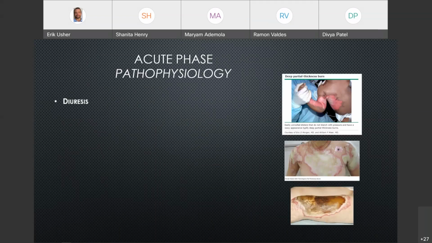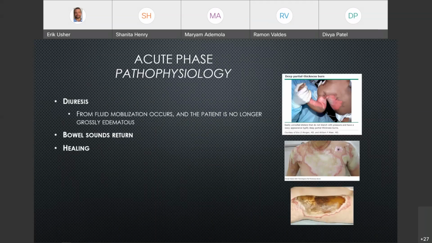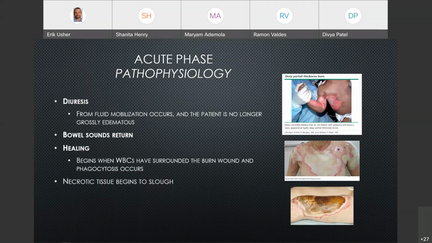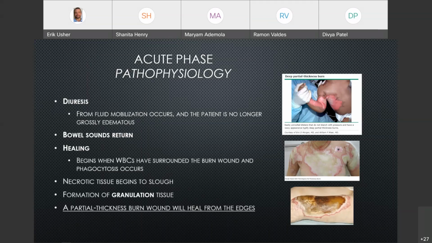In the pathophysiology, there's a diuresis that happens. So the fluid mobilization occurs, the patient is no longer grossly edematous. It's getting back into a normal state. The bowel sounds start to return, and they start healing. It begins when those white blood cells surround the burn wound, and you get phagocytosis. The necrotic tissue begins to slough off, and they get the formation of that nice granulation tissue. Remember, a partial thickness burn wound will heal from the edges. Full thickness burns must be covered by skin grafts.